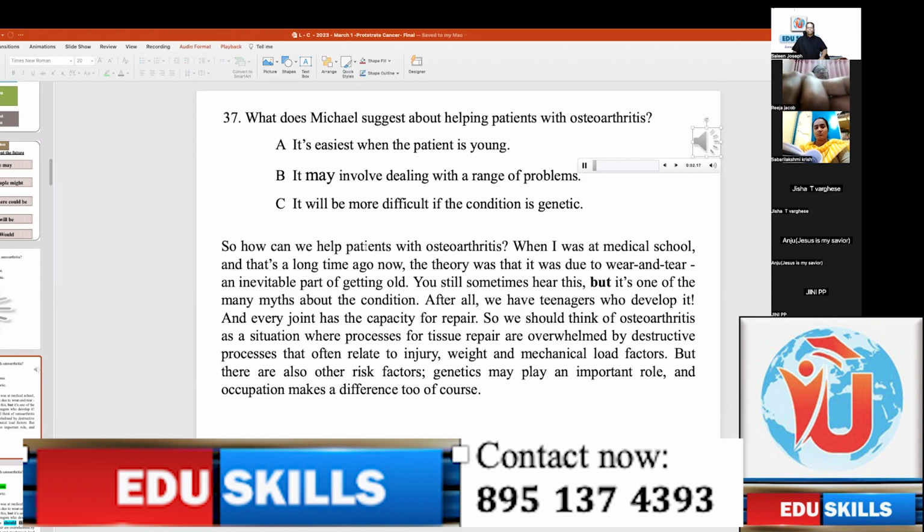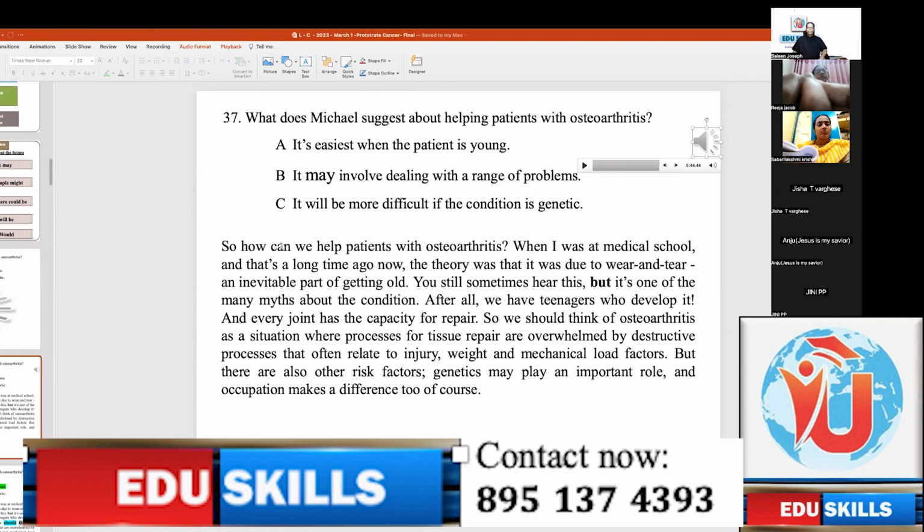So, how can we help patients with osteoarthritis? When I was at medical school, and that's a long time ago now, the theory was that it was due to wear and tear, an inevitable part of getting old. You still sometimes hear this, but it's one of the many myths about the condition. After all, we have teenagers who develop it, and every joint has the capacity for repair. So we should think of osteoarthritis as a situation where processes for tissue repair are overwhelmed by destructive processes that often relate to injury, weight, and mechanical load factors. But there are also other risk factors. Genetics may play an important role, and occupation makes a difference too, of course.